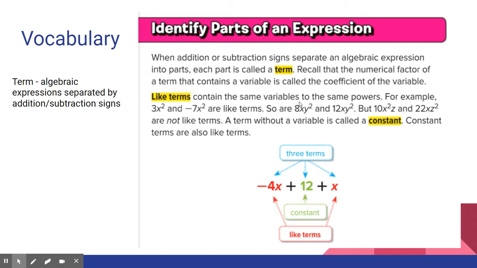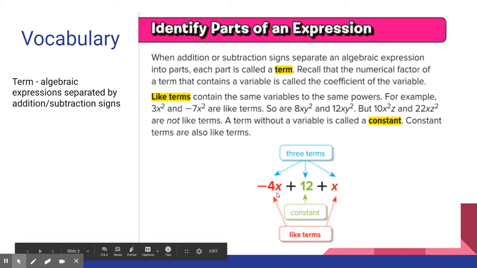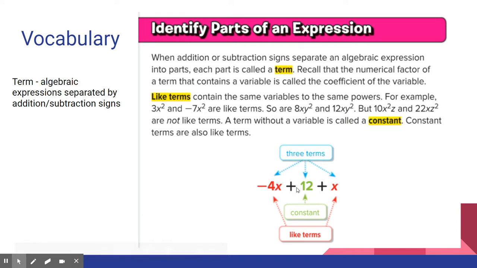Okay, here's some vocabulary. When addition or subtraction signs separate an algebraic expression into parts, each part is called a term. I would have you look down here to see what terms are. The 3 terms, negative 4x, 12, and x. Those are all terms. They're separated by addition or subtraction signs. Again, I'm going to keep on going. You need to pause if you need to write something down.